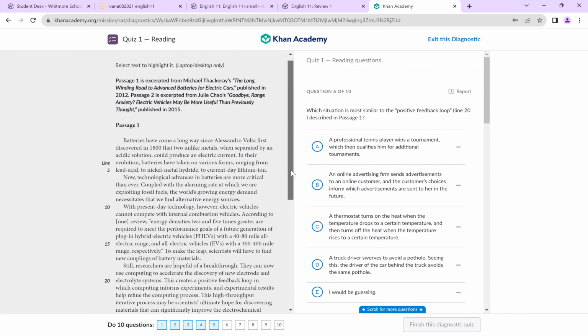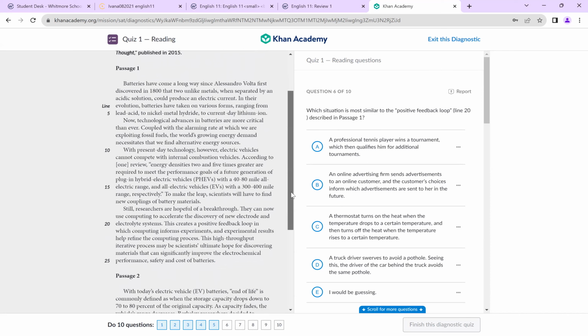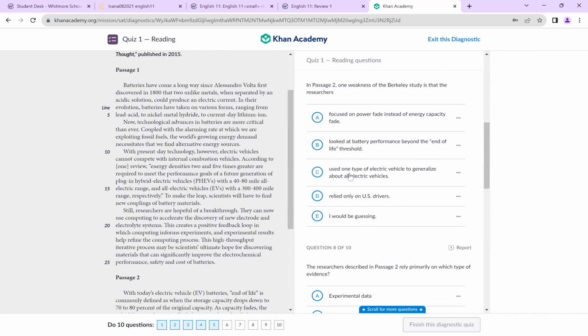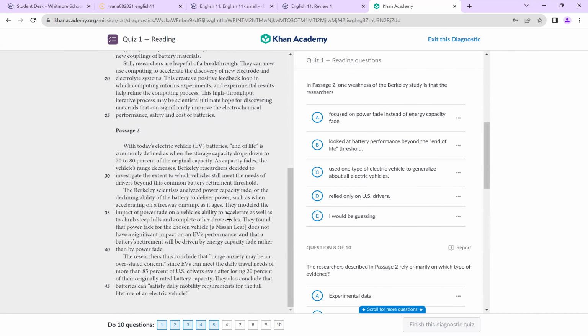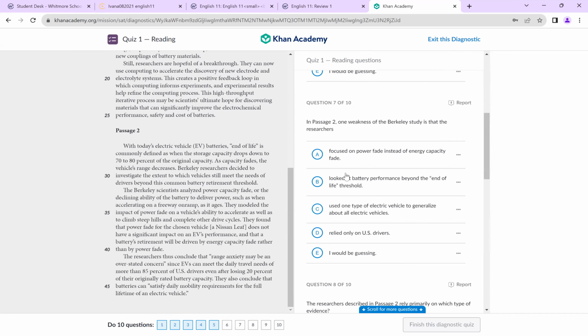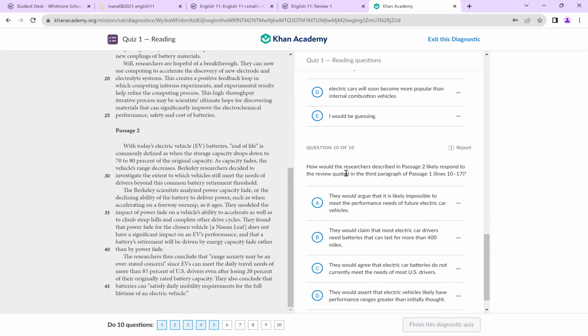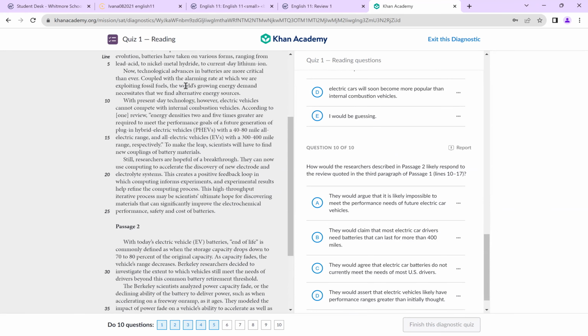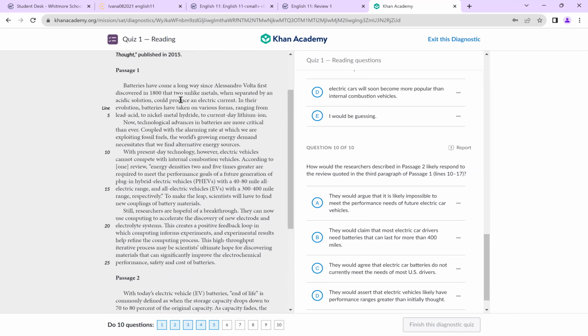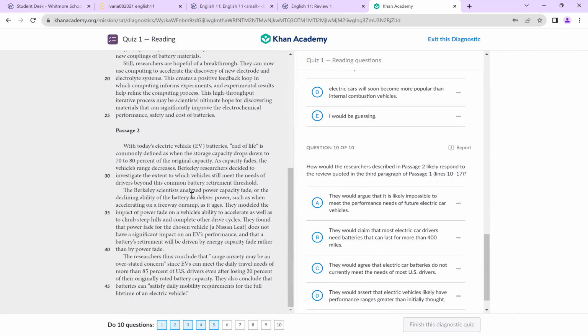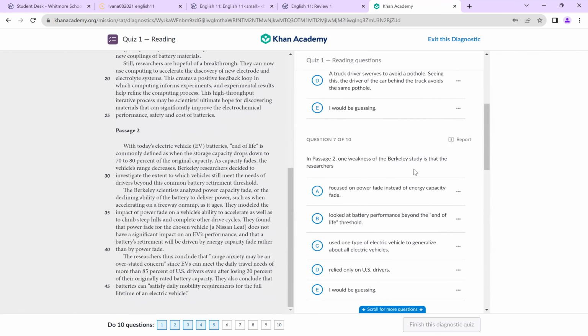Okay, so here's another passage. Passage one. So there are two passages. So I would look at this by passage if you can, but they want you to compare between them, which I think is really challenging. So I guess the best thing to do is to try to figure out the main idea of passage one and passage two, but I like to read the questions first.